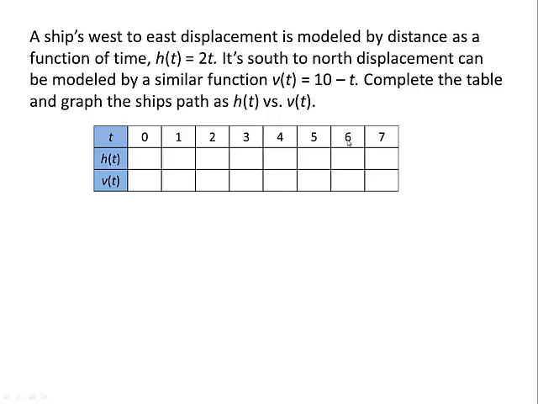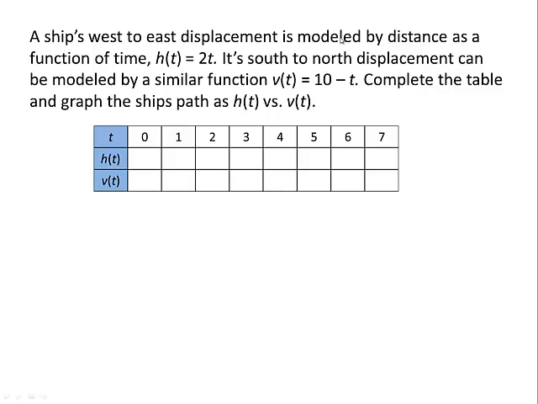All right. If you think about a ship that's traveling, and we're going to want to know the movement of the ship, its west to east displacement, or going horizontally from west to east, is modeled by this equation here. H of t is equal to 2t. So the horizontal movement is 2t, where t is in time. Its south-north displacement, going vertically, is modeled by this equation. The vertical displacement is equal to 10 minus t.